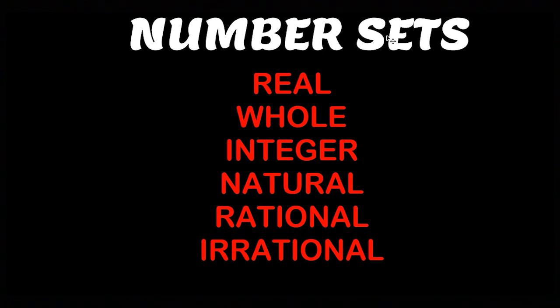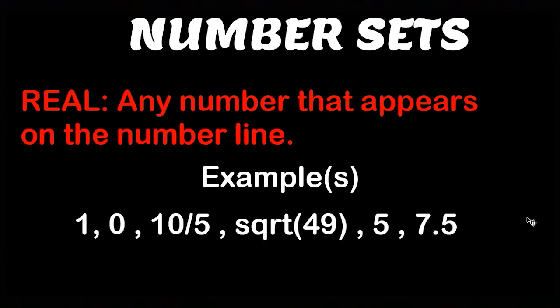Okay, so let's go ahead and take a look at our first example here. Our first example is the real number. This is really easy to understand because any number that you come across in Algebra 1 is going to be real, since we're not talking about imaginary or complex numbers. A real number is any number that appears on the number line. If you simply draw a number line, any number that falls on that number line is going to be considered a real number.